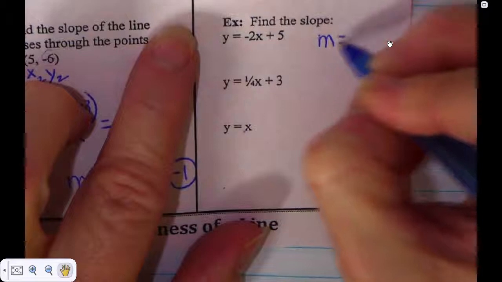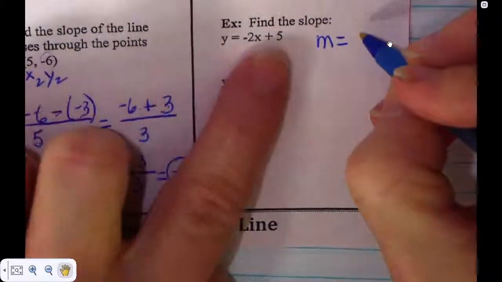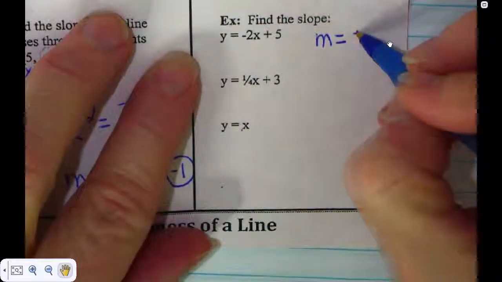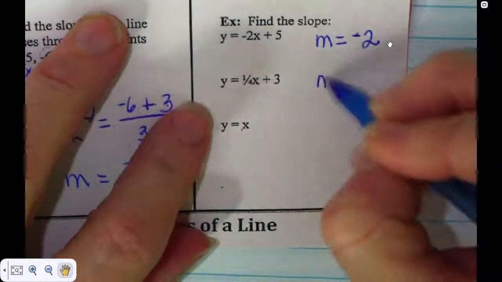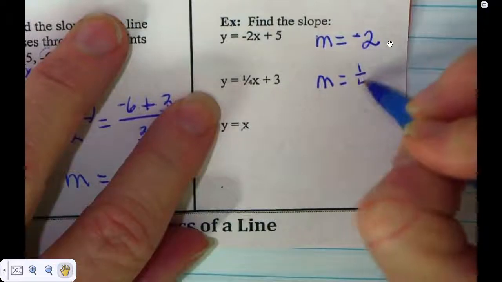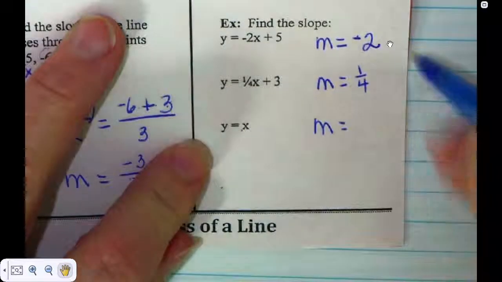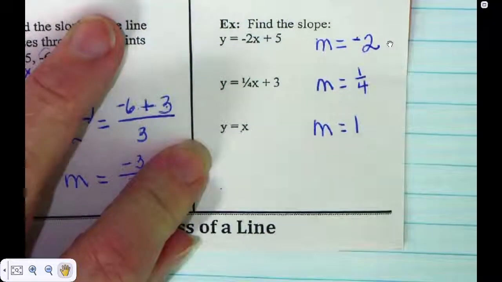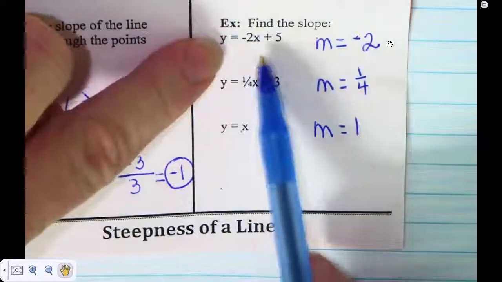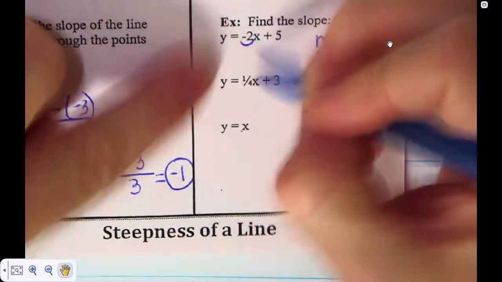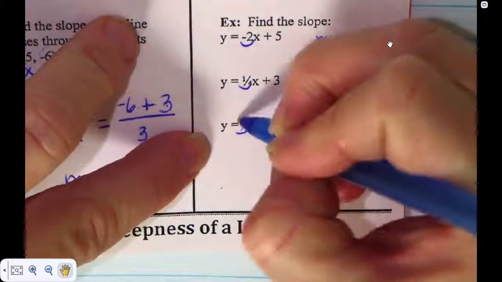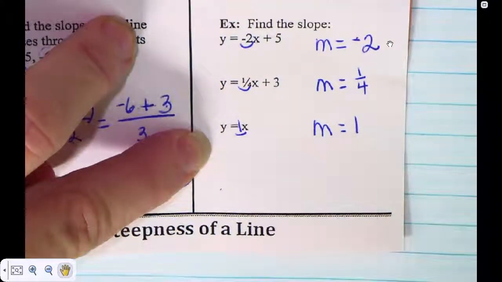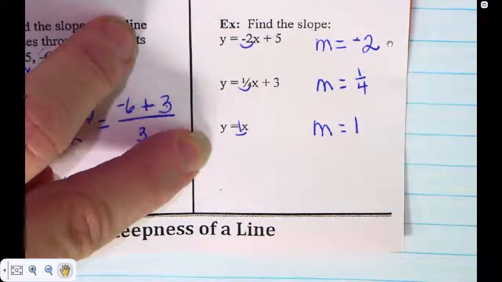But what's the slope on this one? What's the slope on this first equation? -2. What's the slope on the second one? Good. What's the slope on the last one? 1. Guys, the number in front of your x is your slope. The coefficient in front of x is 1 there. That's all it is. I think y'all are trying to make this way too hard.